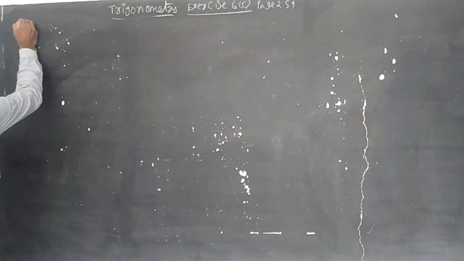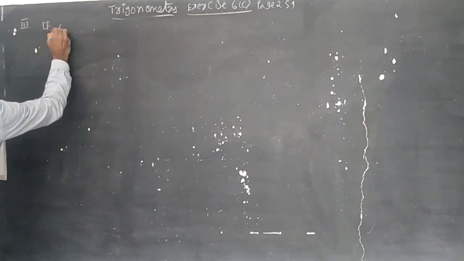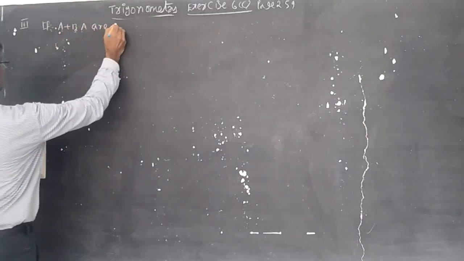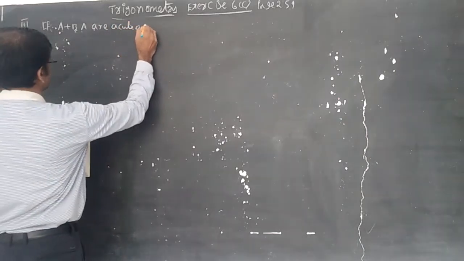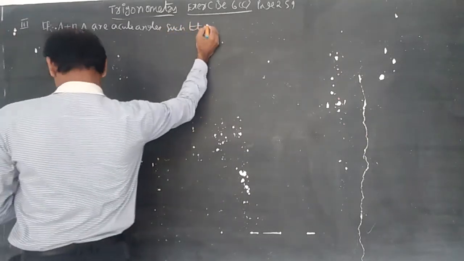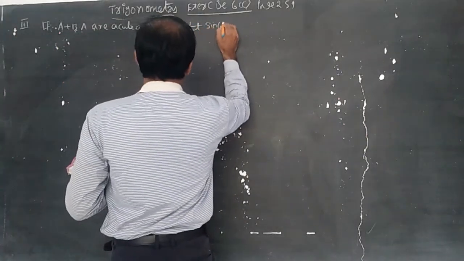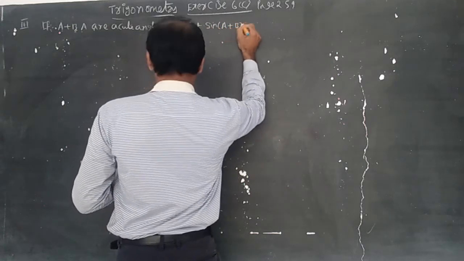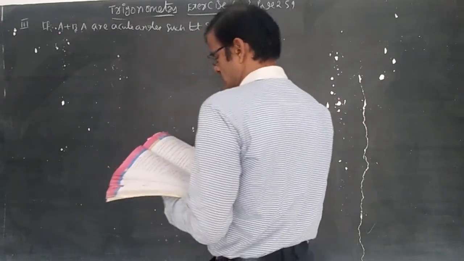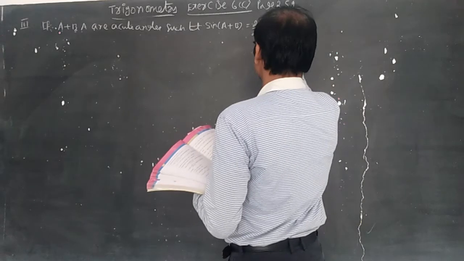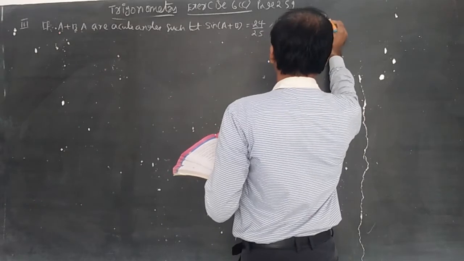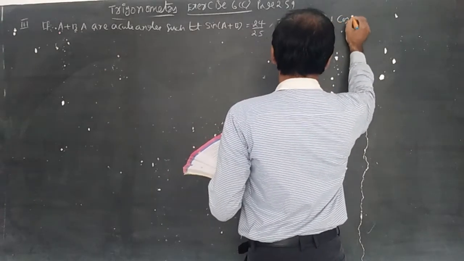Third one: if A plus B, comma A are acute angles such that sin of A plus B is equal to 24 by 25, tan A is equal to 3 by 4. Find cos B.